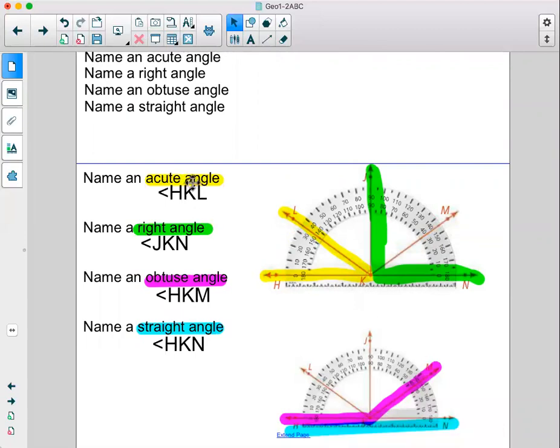So an acute angle, an example, there are many correct answers, but one correct answer is angle HKL is an acute angle because 0 minus 35 will get you 35 degrees, which is less than 90, so it is acute. A right angle would be exactly 90 degrees. 0, 90, when you find the measurement, is exactly 90. An obtuse angle is an angle larger than 90 degrees. If you measure this on the outer track, 0 and 145, that's larger than 90, but still less than 180. And a straight angle would be angle HKN.